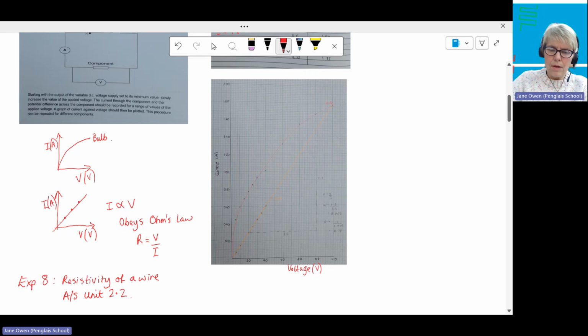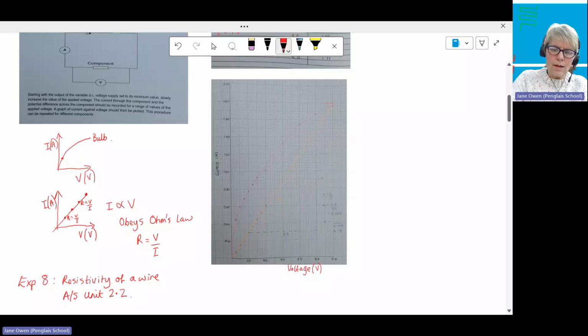Now, strictly speaking, to find the resistance, we find the resistance at a particular point and not the whole gradient of the graph, or the inverse gradient, as it would be here, because it's the change in current over the change in voltage. What we tend to do with resistance is work out the voltage divided by the current at one point, and then we take another point on the line, and another, and you'll see that every single time the voltage divided by current will be exactly the same.